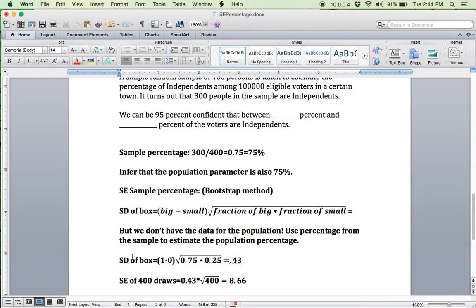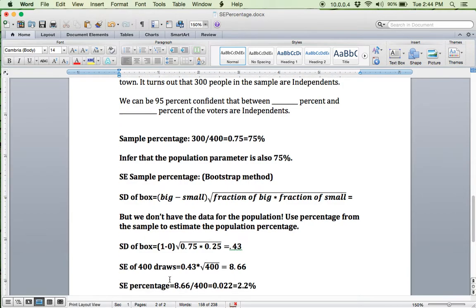And then from now we can use that number to get the SE of 400 draws. So again, the formula is, as you see from the previous problem, you take the SD of the box and multiply by the square root of the sample size. So this is 20 times 0.43, which is about 8.66. That's the standard error for the number of independents.